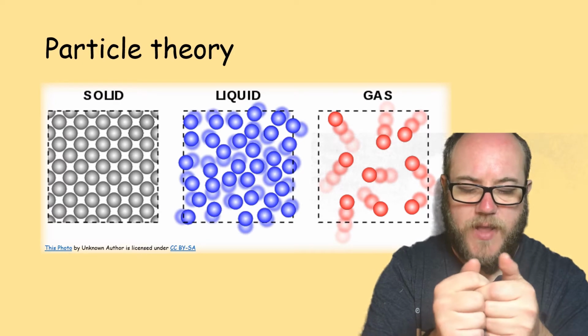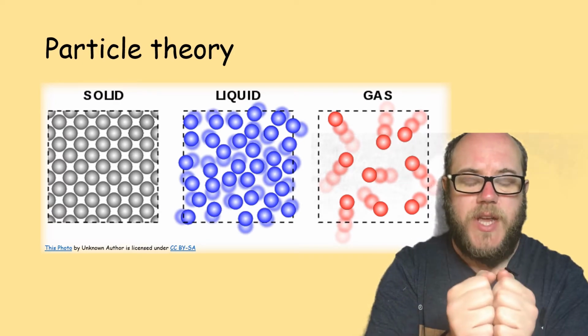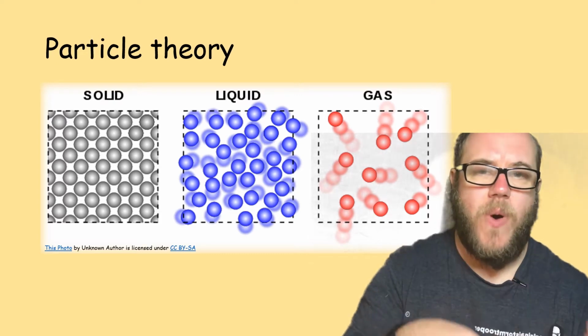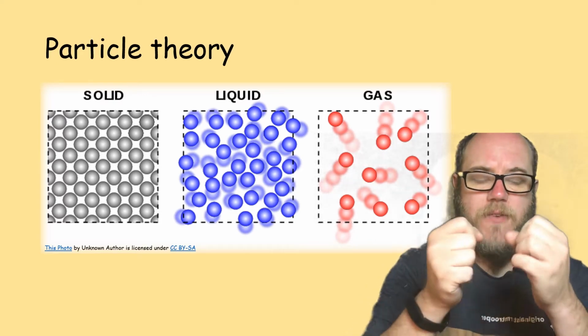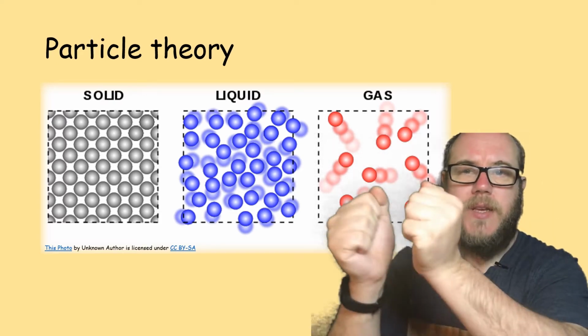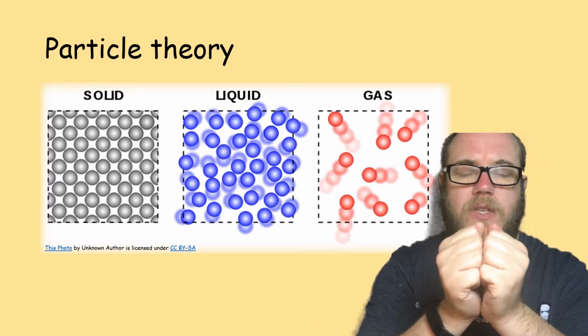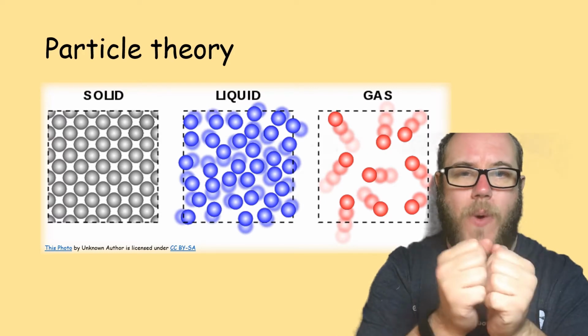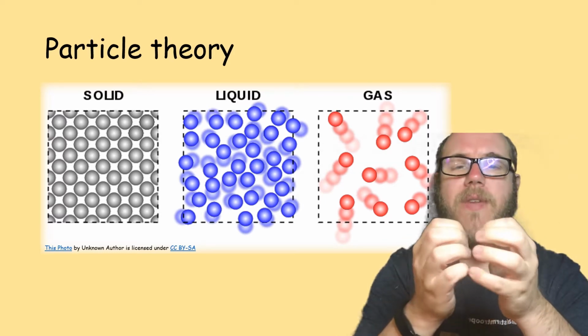Now this is a solid. Now a solid is rigid. You can't change its shape. It's not fluid. You can't pour it. And that's because if you look at all the atoms as they're arranged in this section, you can't squash it and you can't bend it really because the atoms have got nowhere to go. They're all really stuck together.